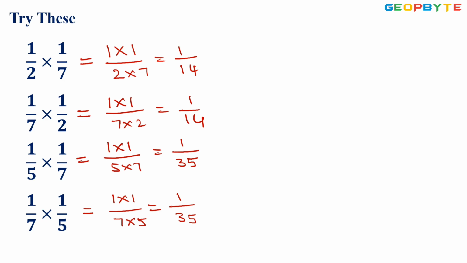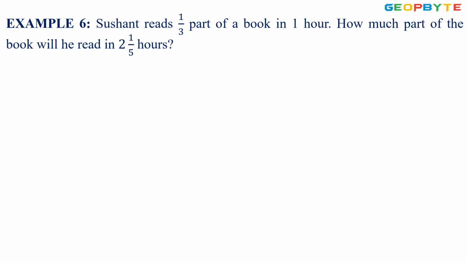Next, moving to the next question. Sushant reads 1 by 3 part of the book in 1 hour. How much part of the book will he read in 1 by 5 hours? So here Sushant reads 1 by 3rd part of the book in 1 hour.